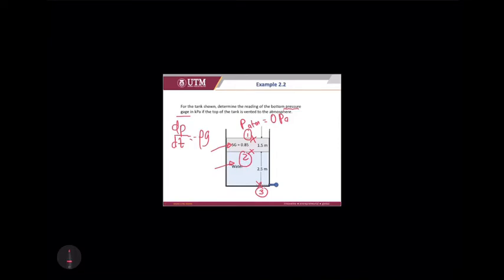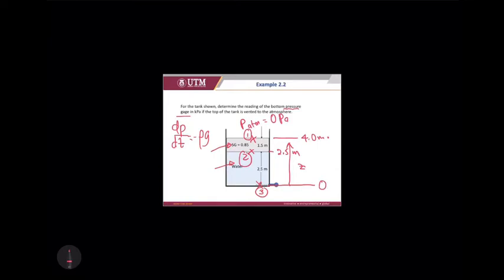And don't forget, we need to determine exactly where to put the z-axis, where it will start. Why don't we set the z-axis starting at point 3, so z equals 0 there. Over here we have 2.5 meters from the bottom, and up to the free surface the distance is 2.5 plus 1.5, which is equal to 4 meters. So point 1 is actually 4 meters above point 3.